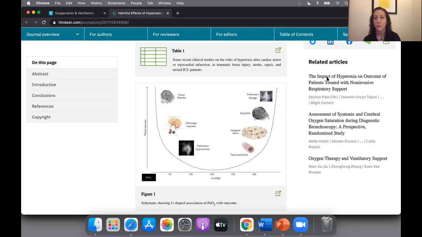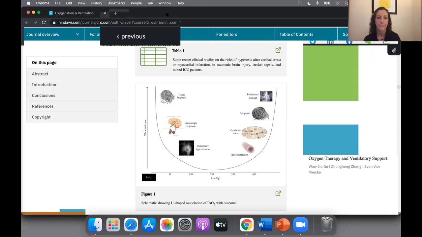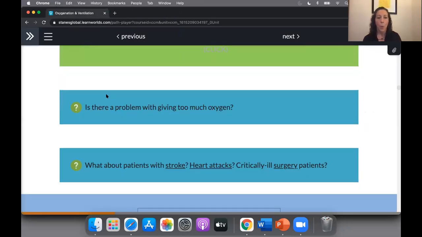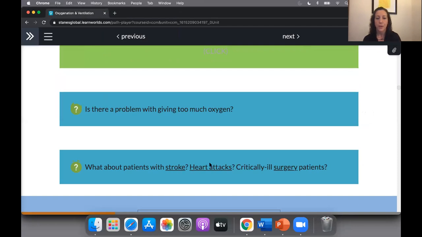So formation of reactive oxygen radicals, perfect. Yes, destroys alveoli, absolutely. Good answers. Okay, what about patients with stroke, heart attacks, and critically ill surgery patients? What are our targets there?